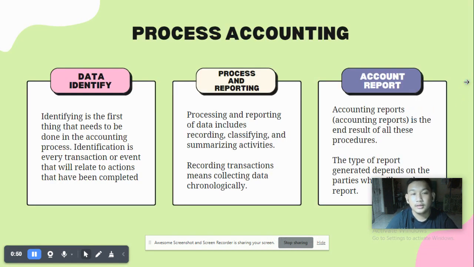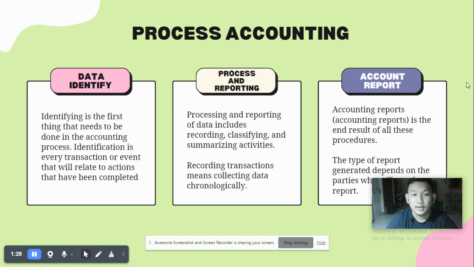So what is the process of accounting? Let's start with the first step. The first step of accounting is data identification. Data identification is the first thing that you need to do in the accounting process. Identification covers every transaction or event that relates to an action that has been completed.